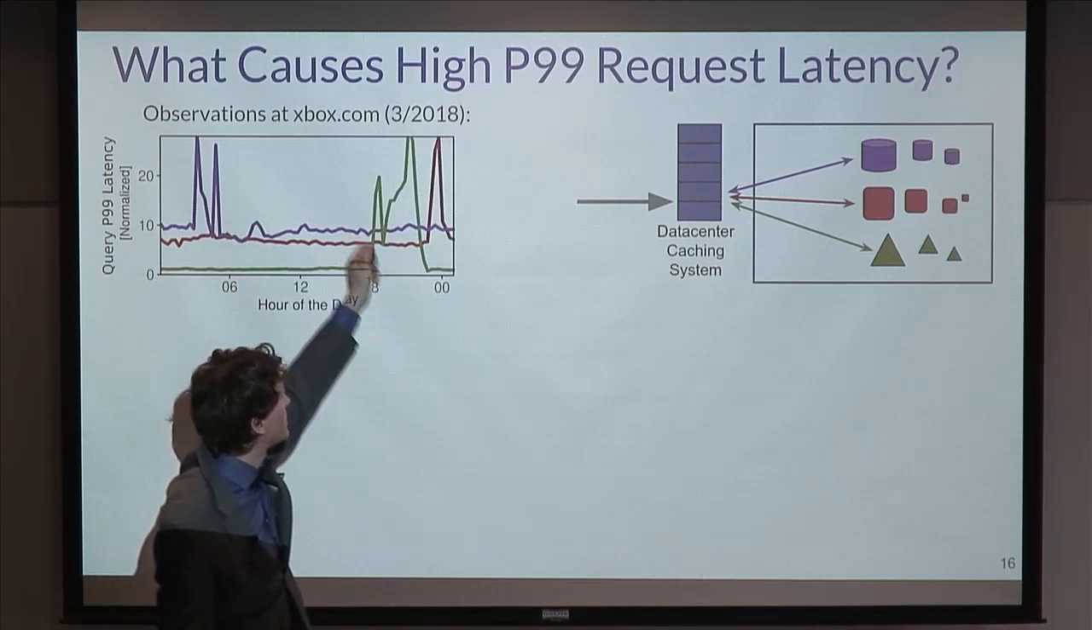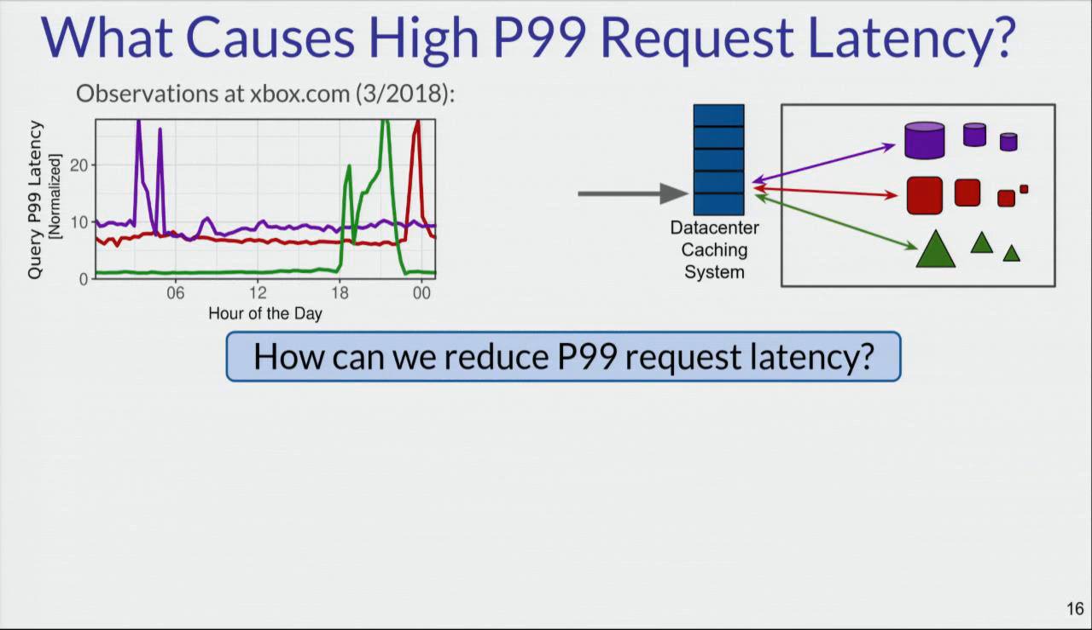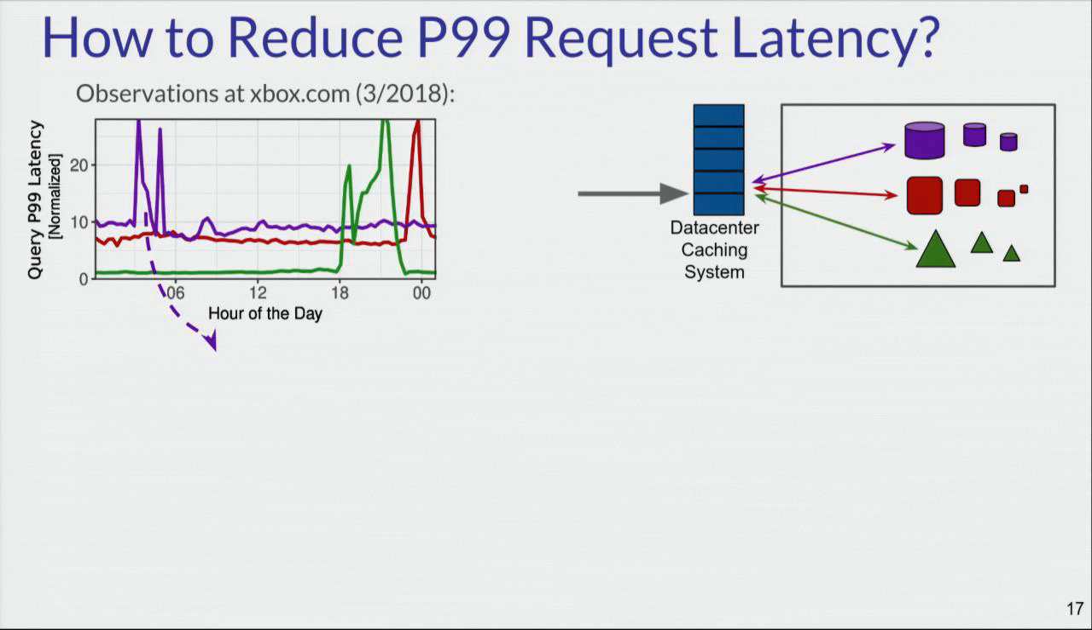Whenever the green one spikes, we have to wait, and the red one the same. What can we do? That's basically what we've been trying to address. Now, if you look a little bit behind the scenes of what happens during one of these spikes, what you will really realize is there's high load in this case.